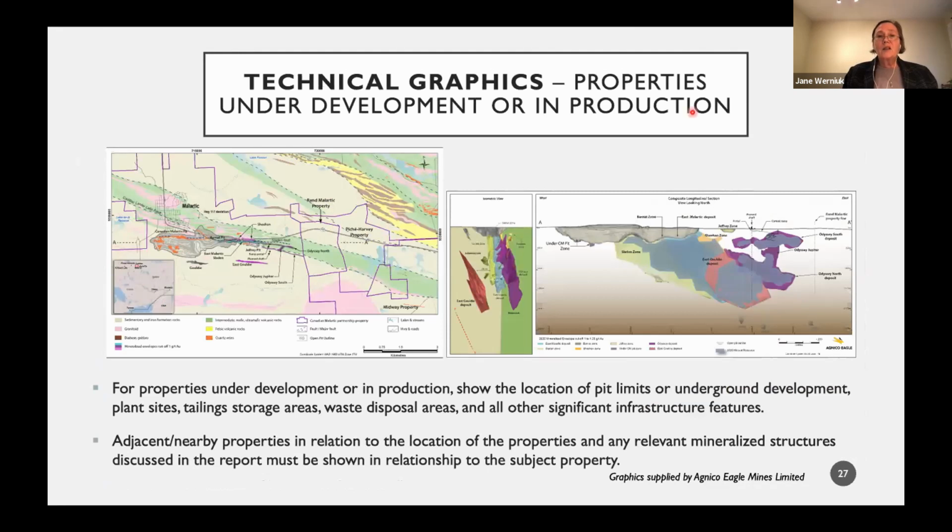Finally are the graphics for properties that are under development or in production. This example is from the Canadian Malartic open pit gold mine in northwest Quebec, jointly owned by Agnico Eagle and Yamana Gold. On the left is the local geology map, and on the right is a longitudinal section with an inset cross section. Both the map and the section show the outline of the mine pit. There's the pit in the map, and there's the pit bottom on the section. The mineral resources are shown in gray on the longitudinal section.